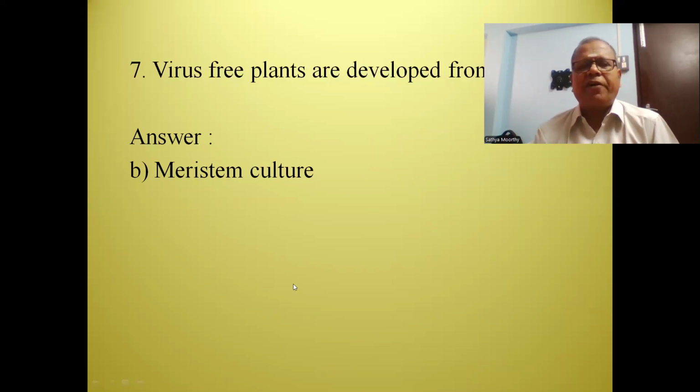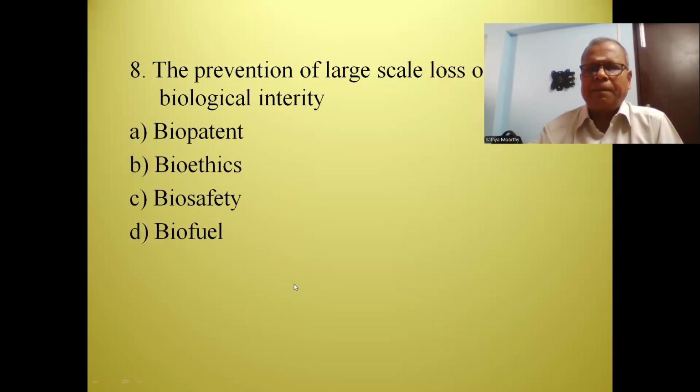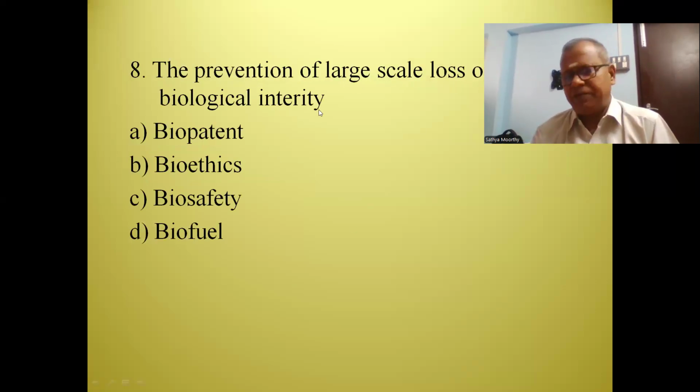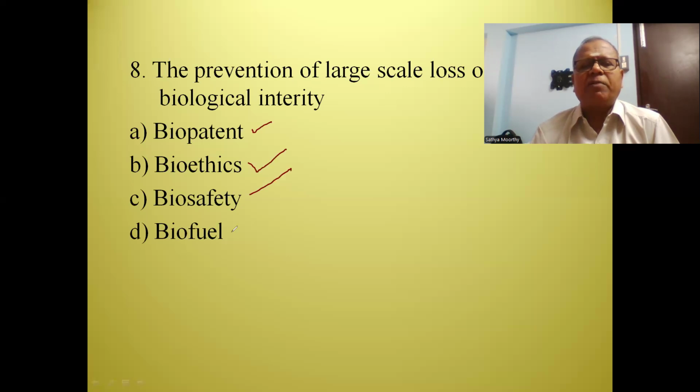Okay, next question for you. The prevention of large-scale loss of biological integrity. Four options are given. One is biopatent. Second is bioethics. Third is biosafety. And fourth is biofuel. Before going to check the answer, first we should clearly know the concepts. What is biopatent? What is bioethics? What is biosafety? And what is biofuel? I'll explain one by one.